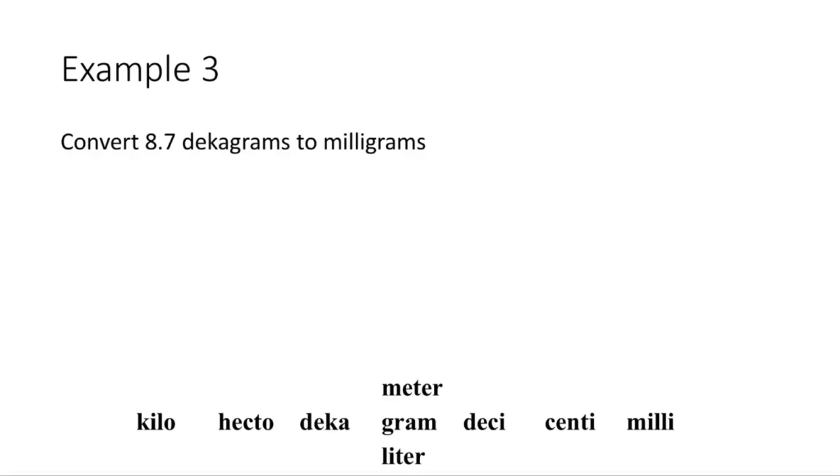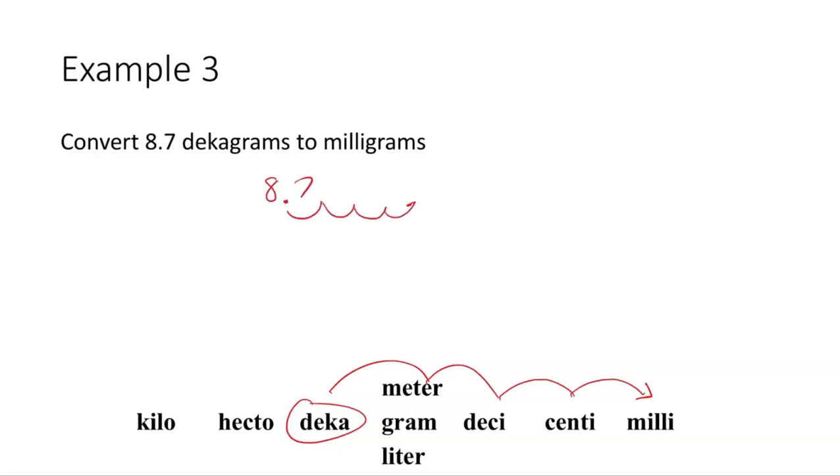So if I want to go 8.7 decagrams to milligrams, deca to milli would be 1, 2, 3, 4 to the right. So I'll start with 8.7 and then go 1, 2, 3, 4 to the right. Add the zeros and I end up with 87,000 milligrams.